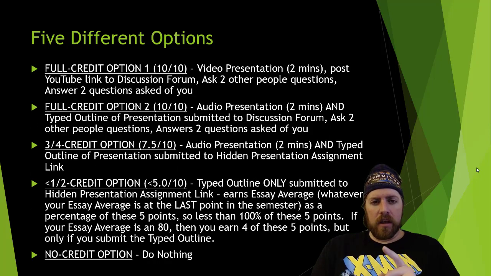Here's how it works. There's 2 full credit options, 1 3/4 credit option, and a less than half credit option. There's also a no credit option, but it's useless. So the full credit option is a video presentation, only has to be 2 minutes. You're going to post a YouTube link to the video that you've made in a discussion forum, so it does have to be a YouTube post. You're going to ask 2 other people questions on their threads, and you're going to answer the 2 questions that are asked of you. There may be more questions, but you only have to answer 2, and should only answer 2.